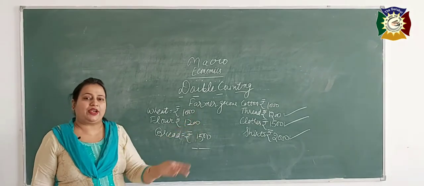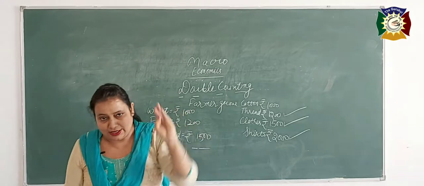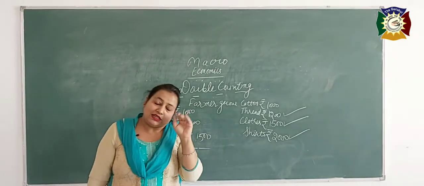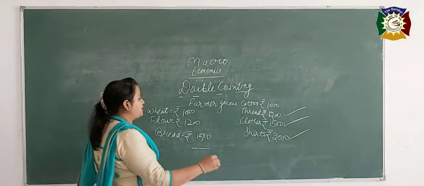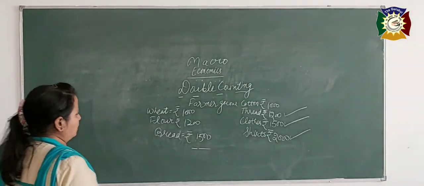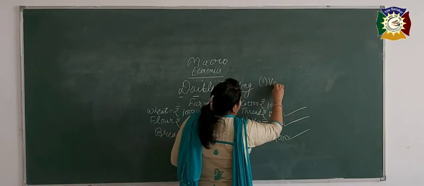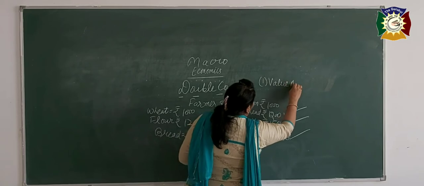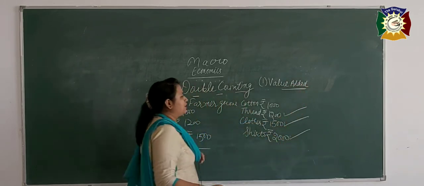And what you have to write? Firstly, you have to write the definition. Secondly, you have to write the example, and the last point is how to avoid these. You can avoid this double accounting by using two methods. One is the value added method. If you use the value added method, you can solve this problem.